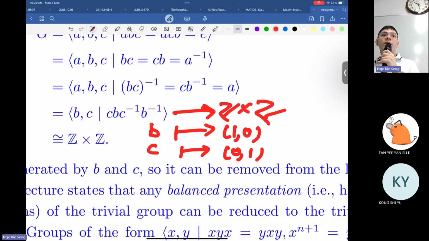And this is a surjective map because Z cross Z is generated by these two elements. And then what's the relation that needs to be satisfied by these two elements here? B and C have infinite order. But one thing you know about this group is that (1,0) plus (0,1) is equivalent to (0,1) plus (1,0), and all the conjugations.